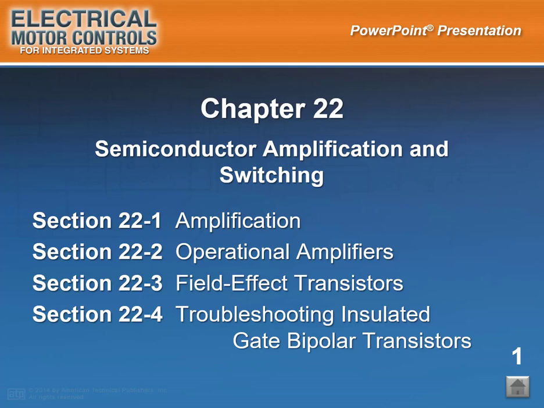Slide Caption. Chapter 22. Semiconductor Amplification and Switching. Section 22-1. Amplification. Section 22-2. Operational Amplifiers. Section 22-3. Field Effect Transistors. Section 22-4. Troubleshooting Insulated Gate Bipolar Transistors.